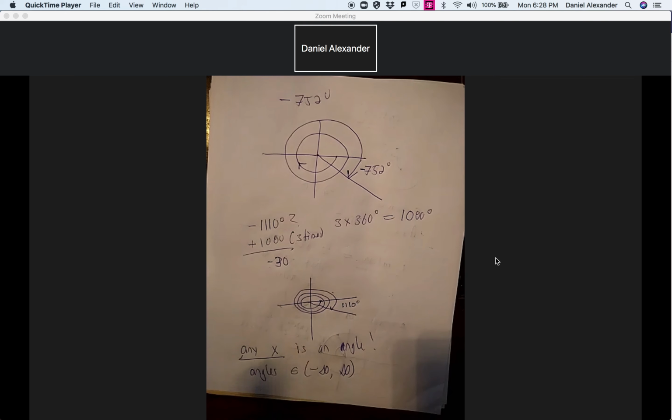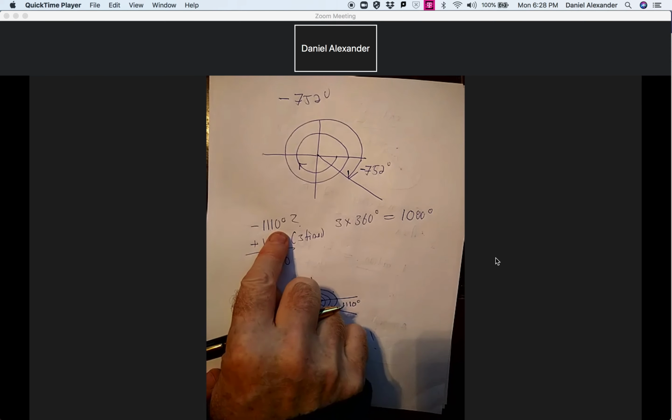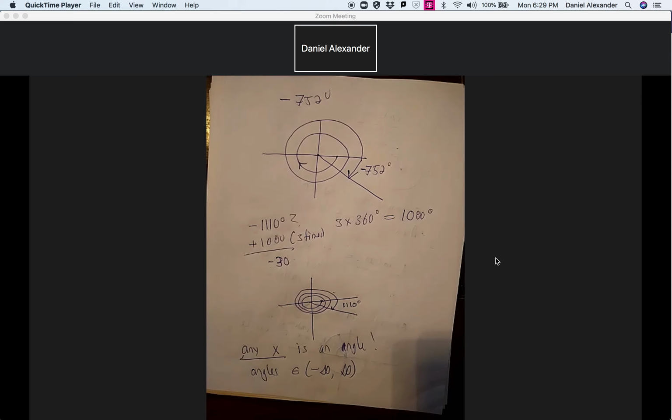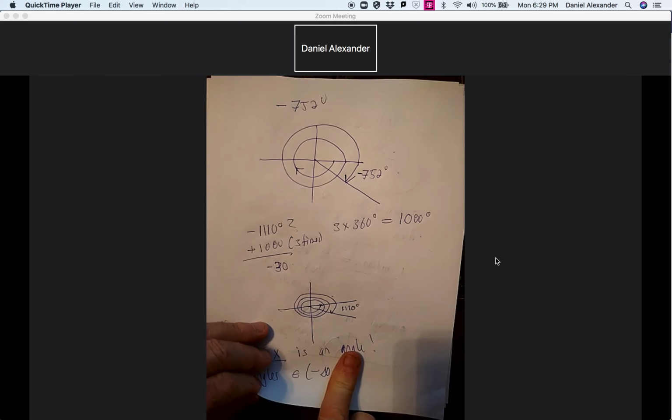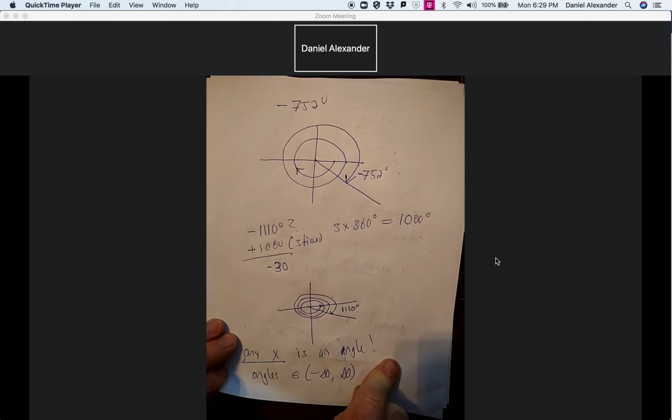So that would mean my angles can be between minus infinity and infinity. And I just have to count how many times I've gone around the circle. Like here, I figured it was shaped. We'll do some examples of that. Okay, so that's angles, that's degrees, that's positive and negative.